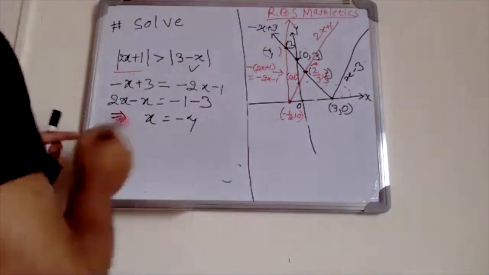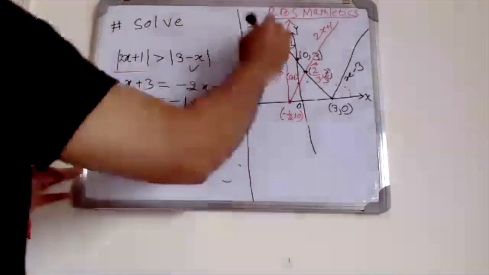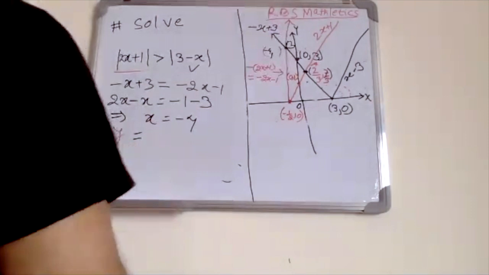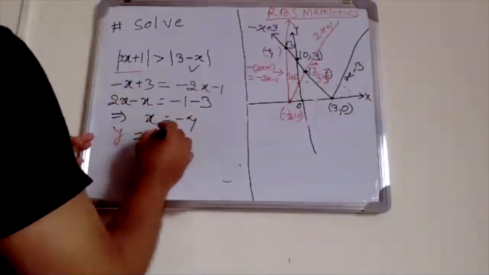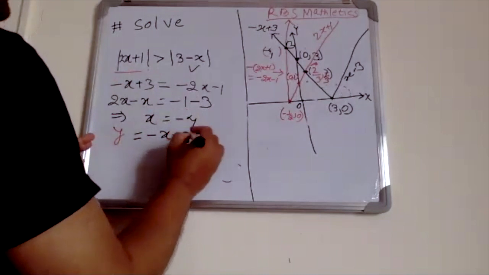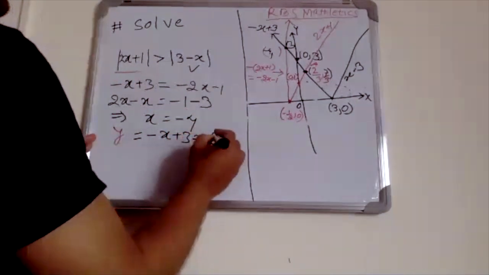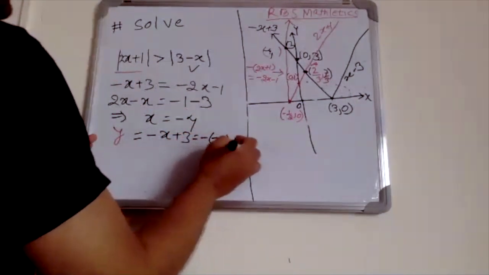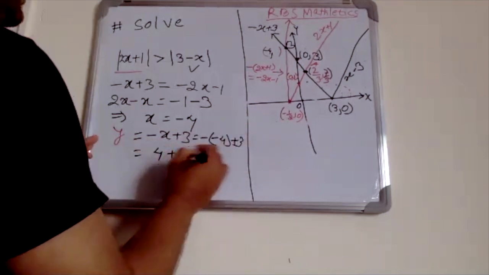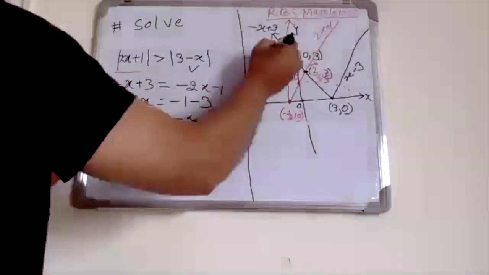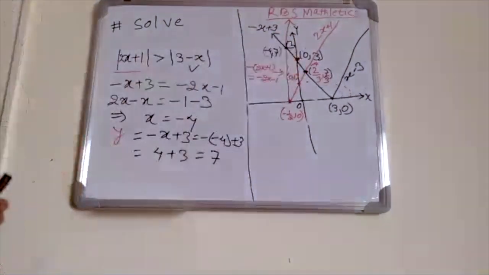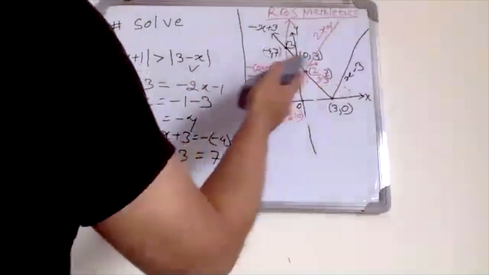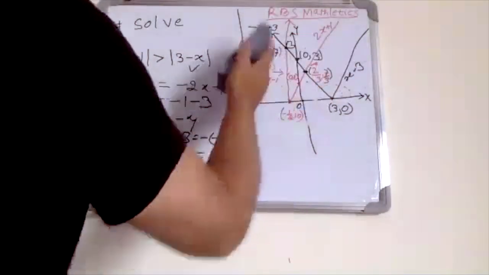Now similarly you can find the y coordinate at point B. So at point B, the y coordinate is going to be, you can use any line which looks simple to you, so minus x plus 3, which is going to be minus of minus 4 plus 3. So it is going to be 4 plus 3, which is 7. Sorry, the value of the y coordinate is here 7. Now we have obtained the coordinates of both points A and B.